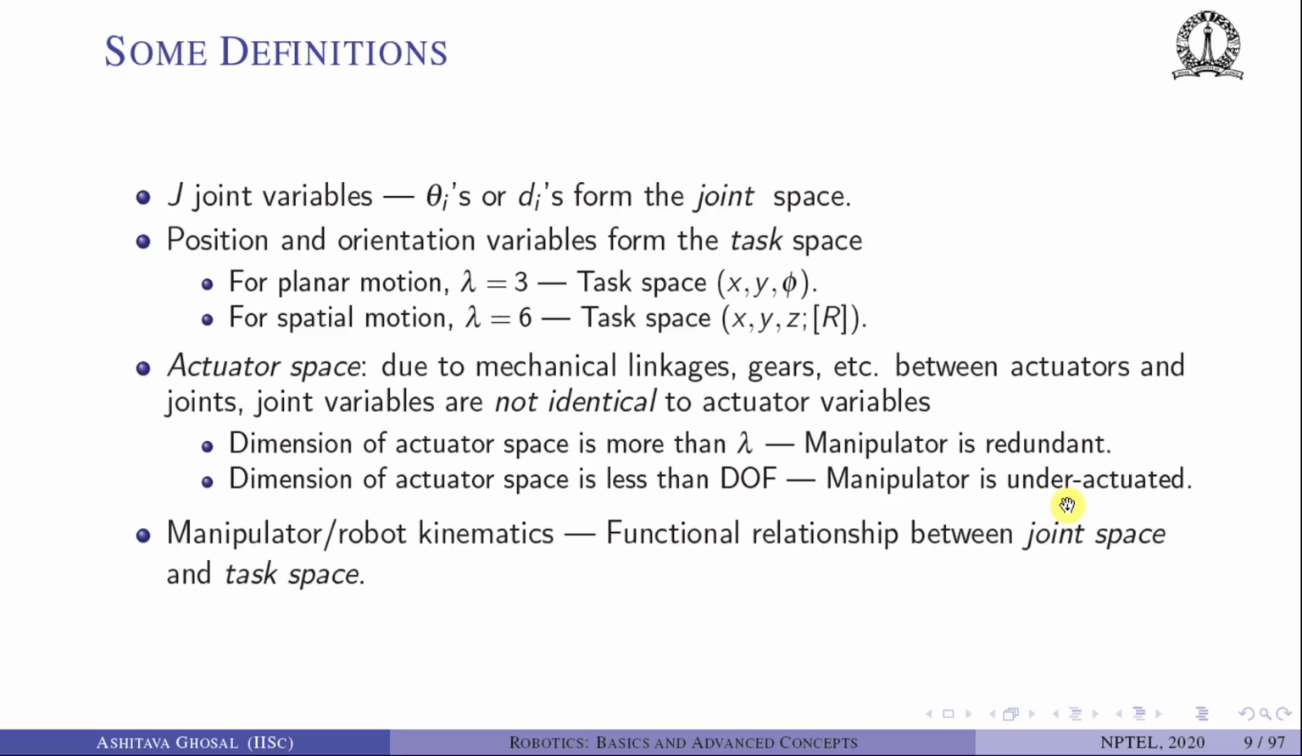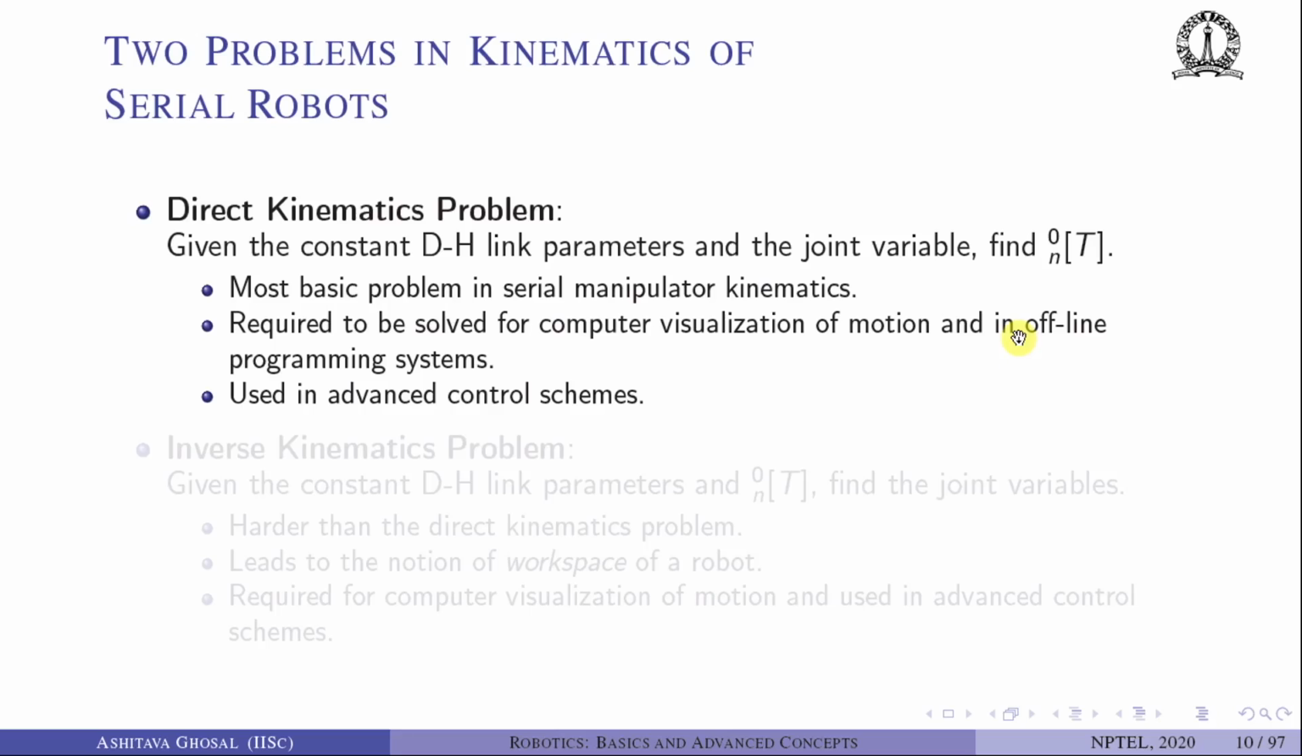What exactly do we study? We look at the functional relationships between joint space and task space variables. We want to look at the relationship between thetas or d's and the task space variables x, y, z, etc. As I mentioned, there are 2 main problems in the kinematics of serial robots. First is the direct kinematics problem.